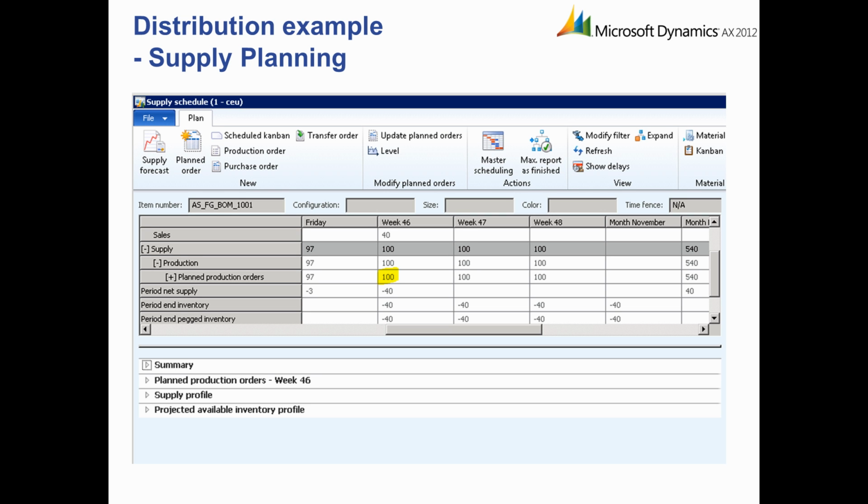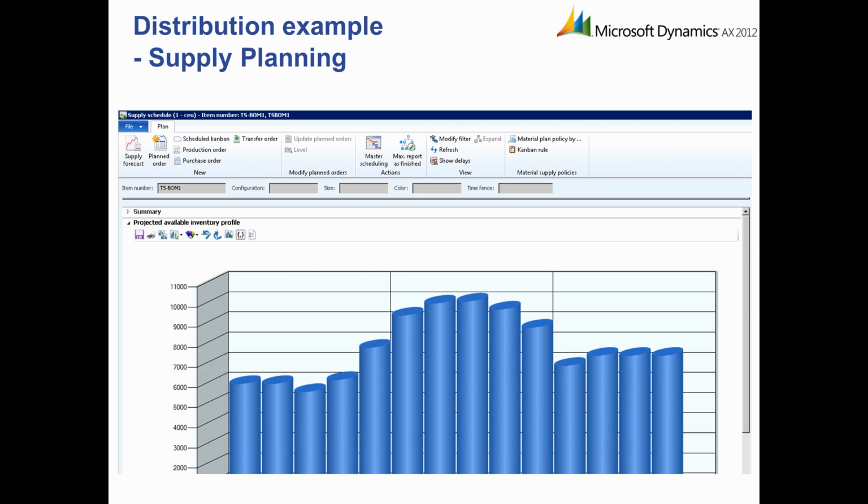You can see that there is a supply schedule for a particular product. You can see how neatly AX splits the weeks across and obviously plans demand and supply accordingly. And that's also another nice little screenshot giving you an inventory profile of the projected part number.